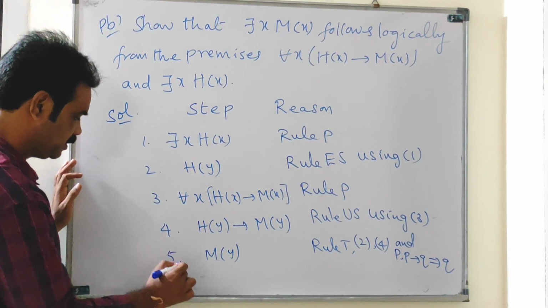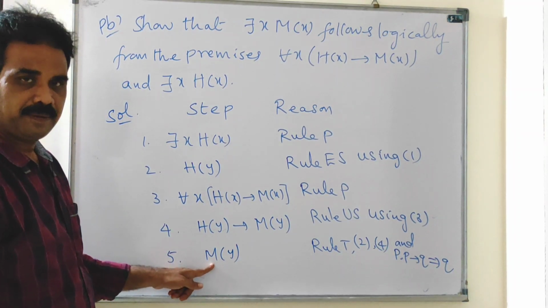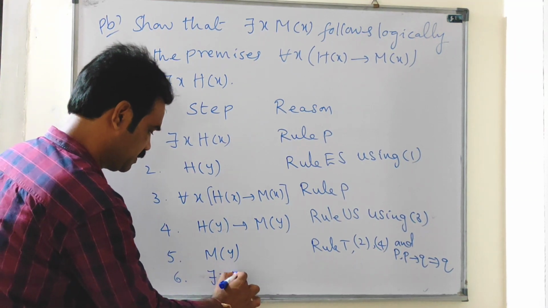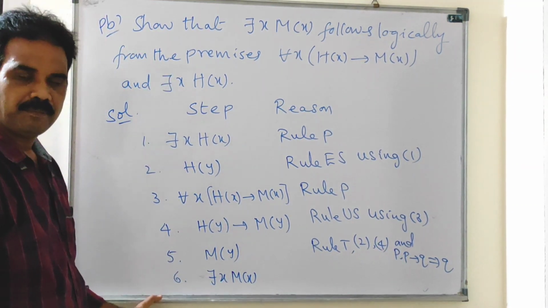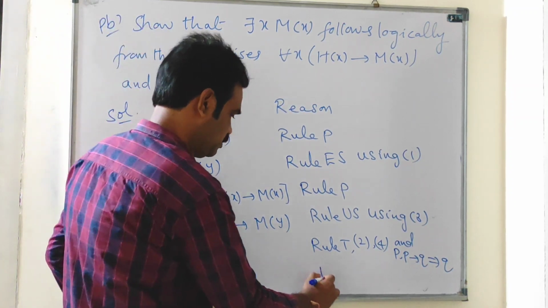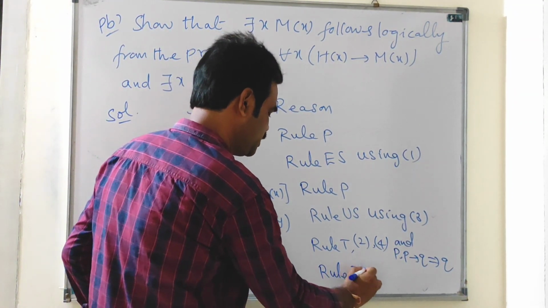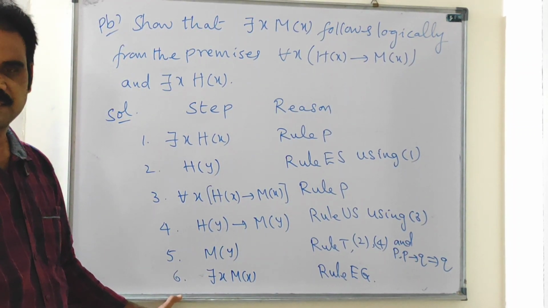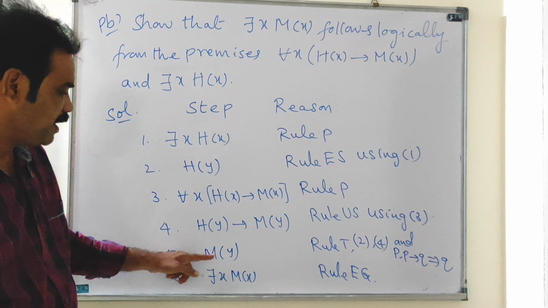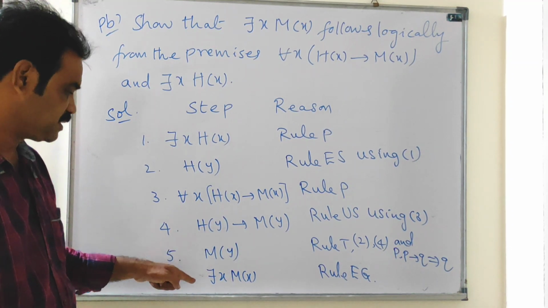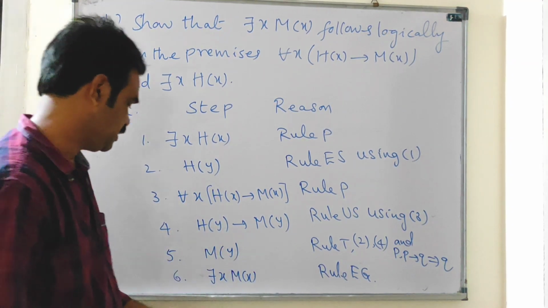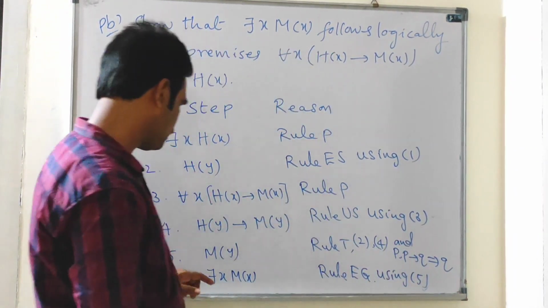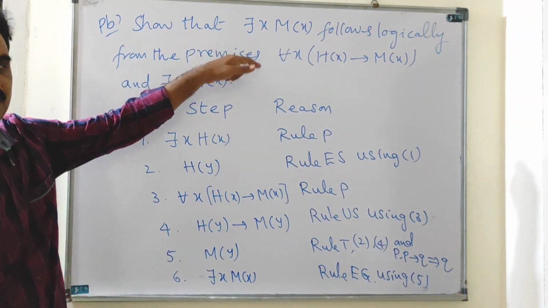See the next step. We have M of y. Therefore, there exists x M of x, by rule EG. What is rule EG? P of c for some element c, therefore there exists x P of x. Here, M of y for some y, therefore there exists x M of x by rule EG using 5. And this is our conclusion: there exists x, M of x, and hence the result.